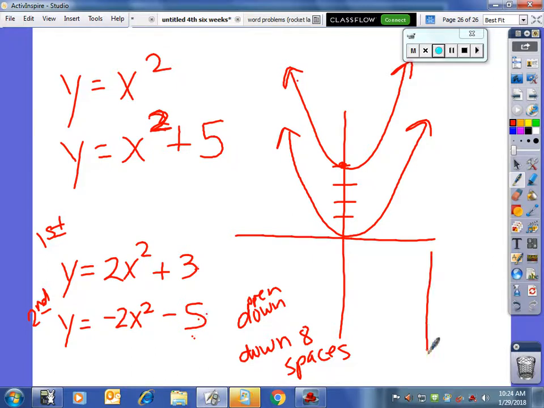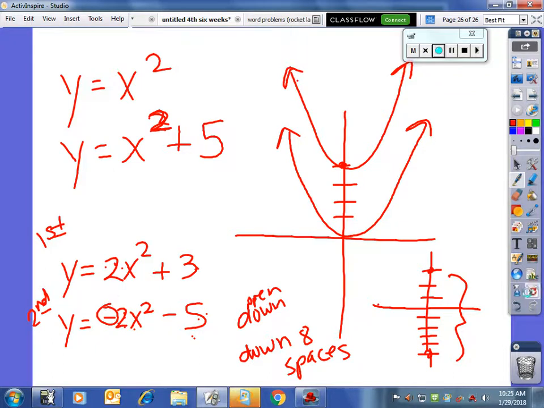This one's at 3. Here's my y-axis. If this y-intercept is at 3 and the other y-intercept is at negative 5, how many spaces down did it go? It went down 8 spaces. So not only is it going to flip, is it going to change widths? No. Would we call this neutral, wide, or narrow? Both of these will be narrow, because the absolute value got bigger than 1. And this one's opening down just because it's negative.